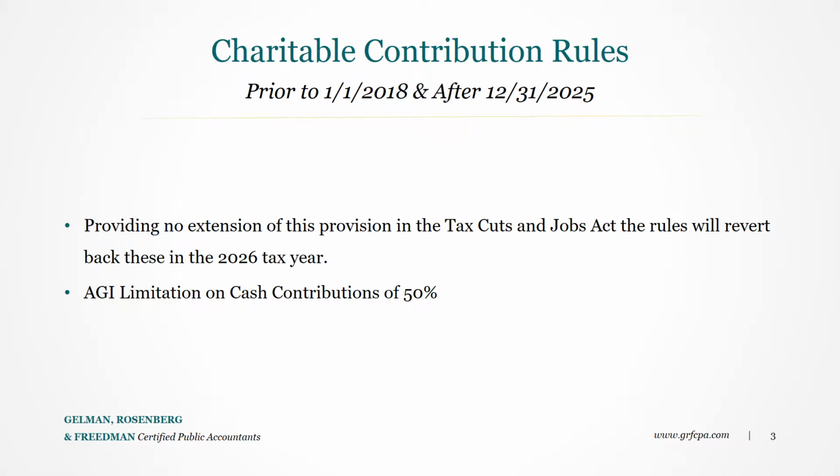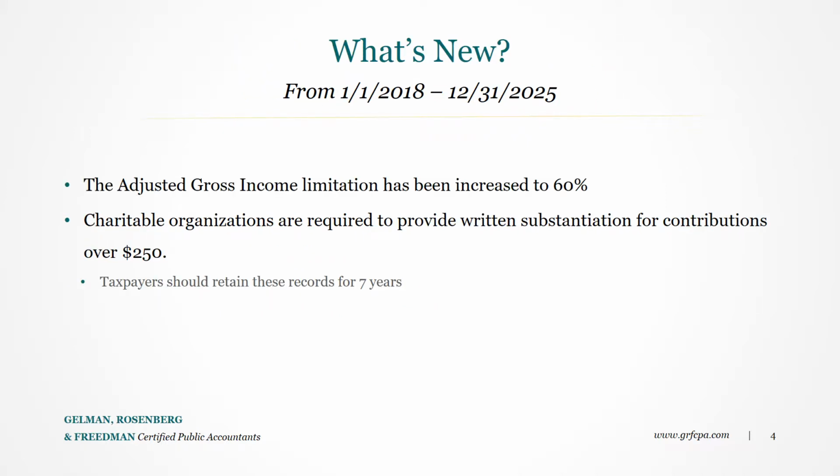Once again, we have an AGI limitation, which under the old law limited your cash contributions to charities to 50% of adjusted gross income. Now, under the new law, the AGI limitation for cash contributions to charities is 60% of adjusted gross income. So we've gone up 10%.